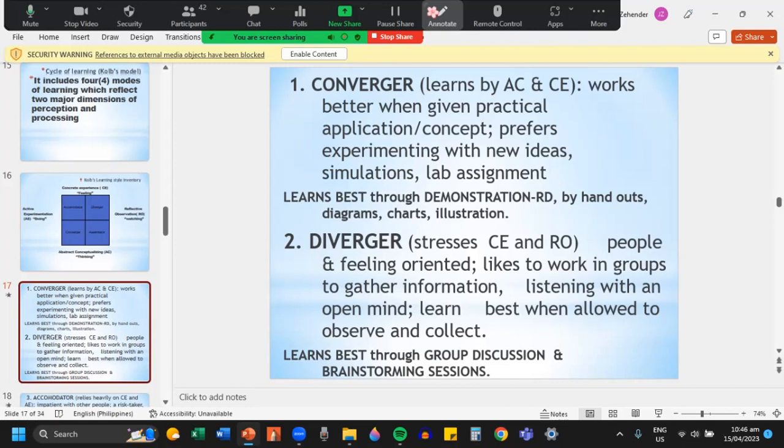So next, we have the diverger. Itong si diverger, yung focus nila is on concrete experience. How do they feel about a lesson? At the same time, they're also big on reflective observation, watching. So they are people and feeling oriented. They like to work in groups to gather information, listening with an open mind, learn best when allowed to observe and collect. So they basically learn best through group discussion and brainstorming sessions.